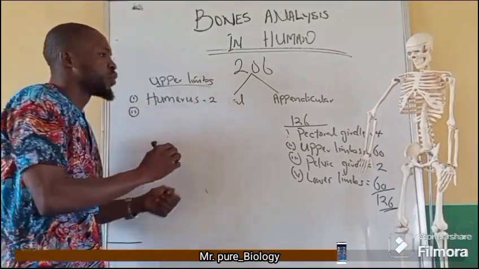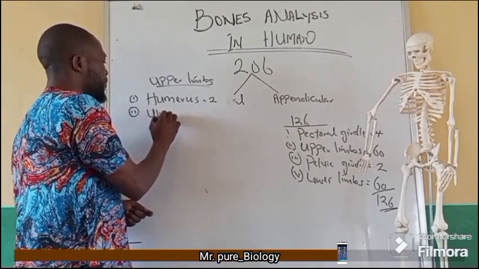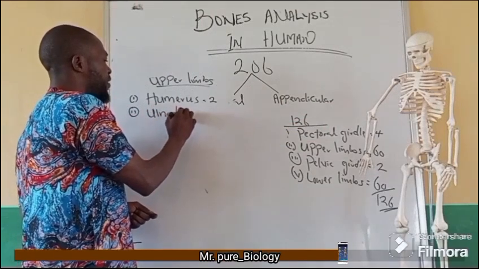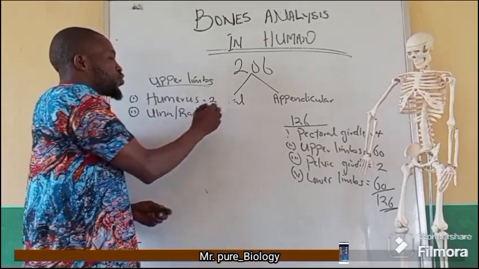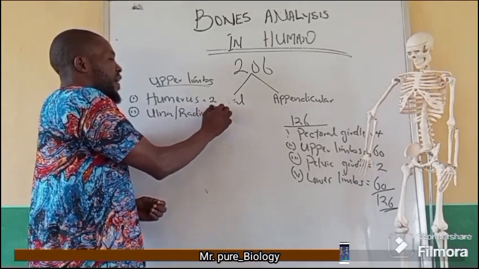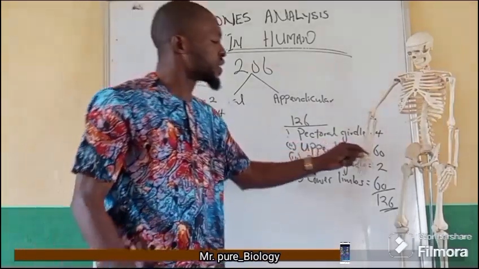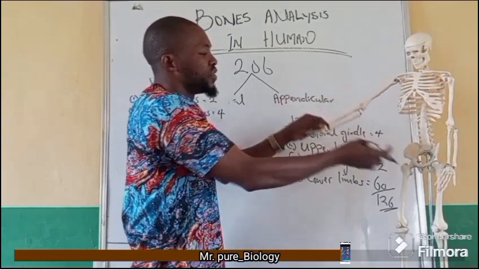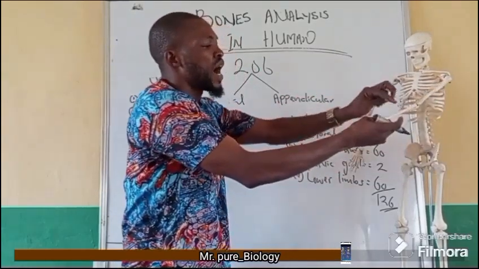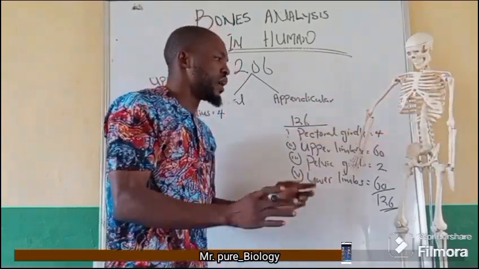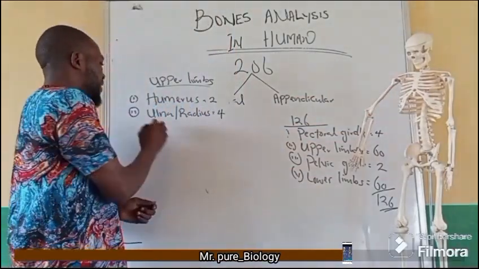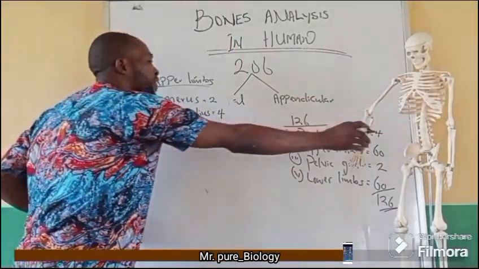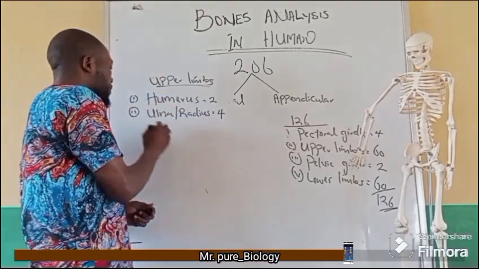Now, number 2, we have what we call ulna and radius. So these are two bones in each. That is our 4 bones of ulna and radius. Here we have ulna and radius. Here we also have ulna and radius. Making 4 of the upper limbs that are found in the human skeleton. Now that is the bone of the forearm.